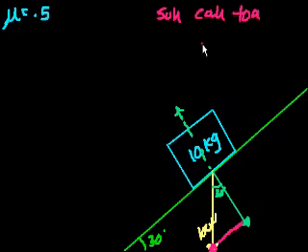SOHCAHTOA. Doesn't hurt to write that at the top of your paper to remember. So we're dealing with hypotenuse, the angle, and the adjacent side. So cosine. Cosine is adjacent over hypotenuse. So the cosine of 30 degrees is equal to the adjacent side. So that's what we're solving for. It's going to be the same magnitude as the normal force, so let's call that the normal force.